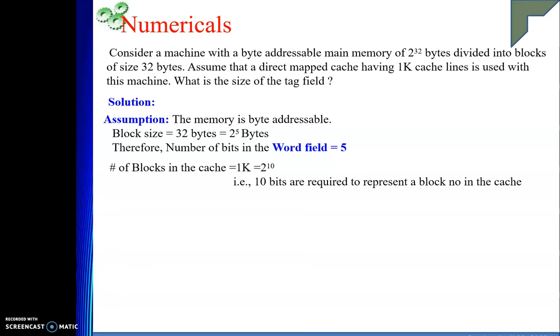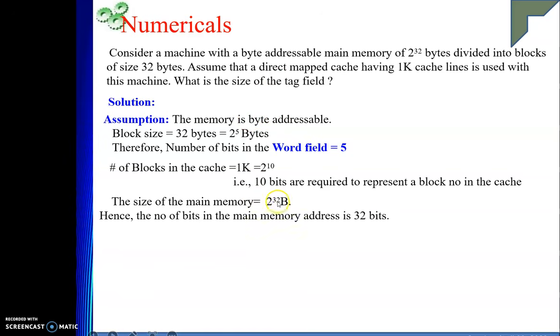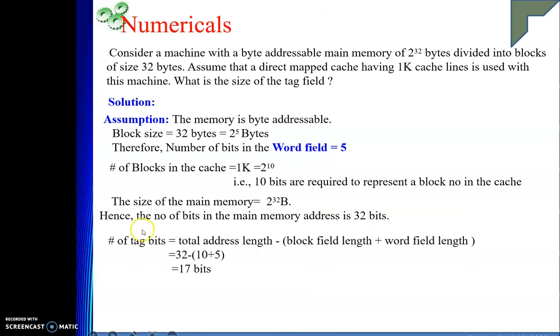Now see, we have got word field, we have got block field, and we know the total length of the address. What is that? 32. Because in my main memory 2 to the power 32 number of locations are there. So to represent one address, we require 32 bits, right? Hence the number of bits in the main memory address is 32 bits. So tag field will be the total address minus block field length plus word field length. So 32 minus 10 plus 5 will give me 17 bits. So it was a very simple numerical, finding the size of a tag field.